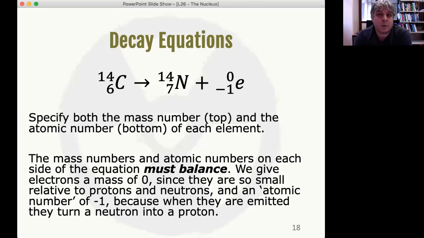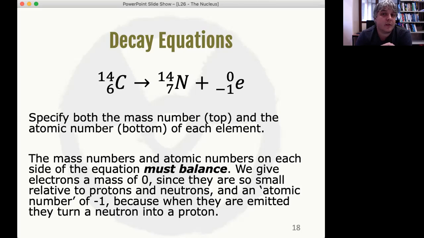Because writing that all out in words, as we just did, is not very efficient, we have come up with decay equations. Decay equations use the atomic symbols, so a big C for carbon, a big N for nitrogen, and we also use the lowercase e for electrons. Remember, a beta particle is just an electron, so we write that as an e. What we do when we write the decay equations out, as I've done here, is we write the mass number along the top. So 14C becomes 14N, as we just said.